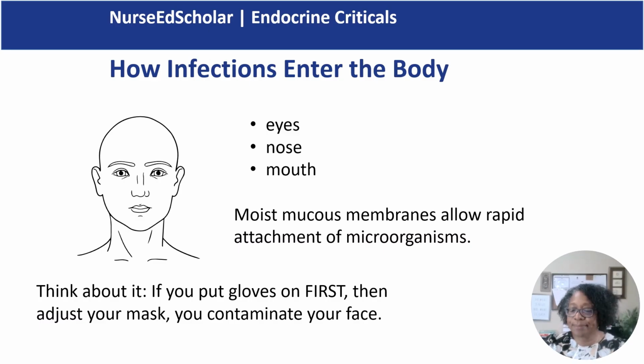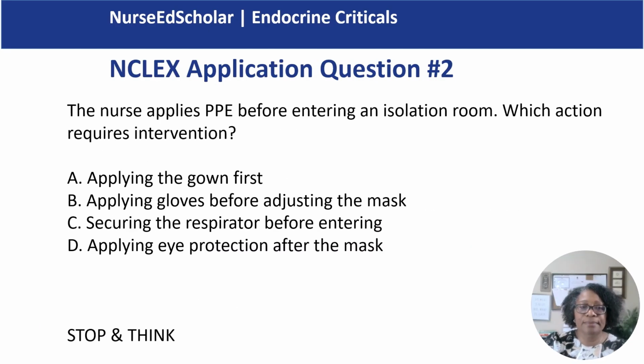So let's look at a question. So our next question is, the nurse applies PPE before entering an isolation room. Which action requires intervention? A, applying the gown first; B, applying gloves before adjusting the mask; C, securing the respirator before entering; and D, applying eye protection after the mask. Okay, let's see what the answer is.